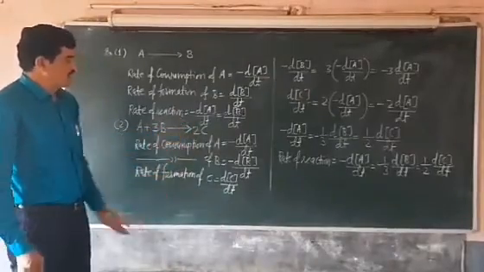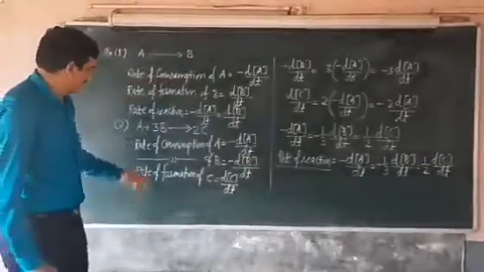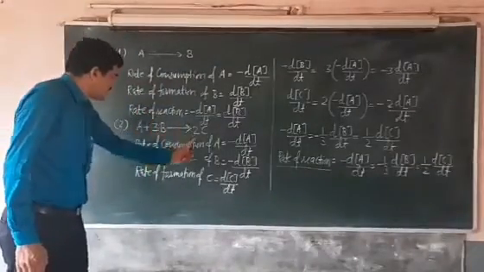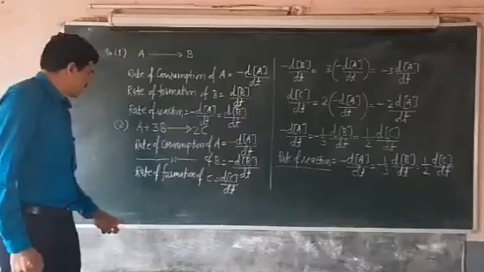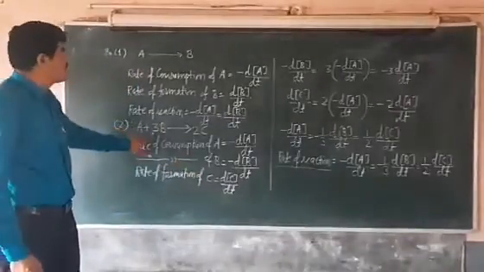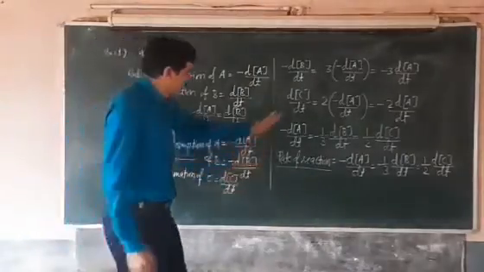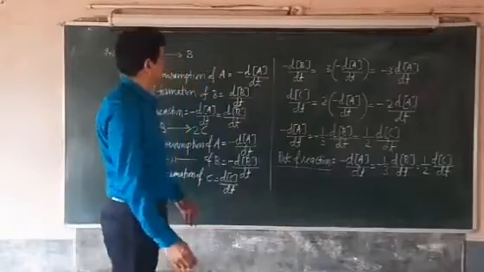So in general, to find the rate of reaction, either the rate of consumption of the reactants or the rate of formation of the product should be divided by the stoichiometric coefficient of that particular reactant or product. In this way, we can obtain the equation for the rate of reaction.